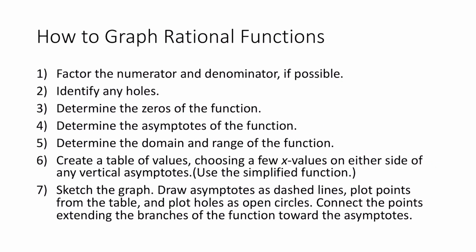So here's how you graph rational functions. You're going to start off by factoring the numerator and denominator if possible. Then you're going to identify any holes, then determine the zeros of the function, determine the asymptotes of the function, determine the domain and range, then create a table of values choosing a few x values on either side of any vertical asymptotes. Remember, when you do the table of values, you want to use the simplified version of the function that you've created by canceling any common factors.